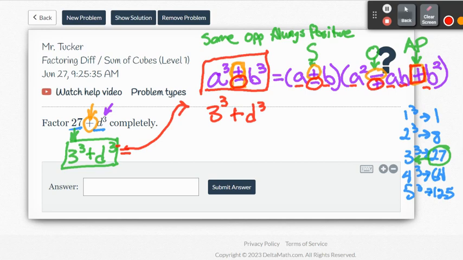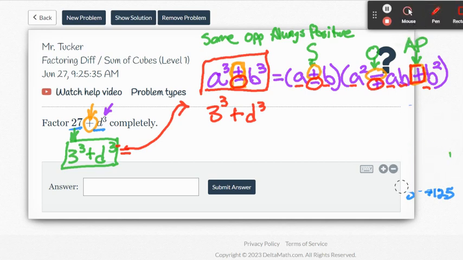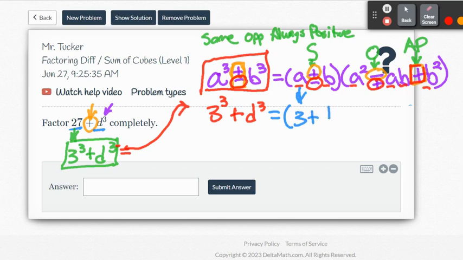And so what we do is we just replace everything that is an a or b with my numbers 3 or d. So this is going to be equal to parentheses 3, we're going to keep the plus sign, same sign, d, and then this will be 3 squared. And then we do the opposite sign, so minus. And then ab is you multiply the two terms together, 3d. And then we do always positive, and the last term is d squared.